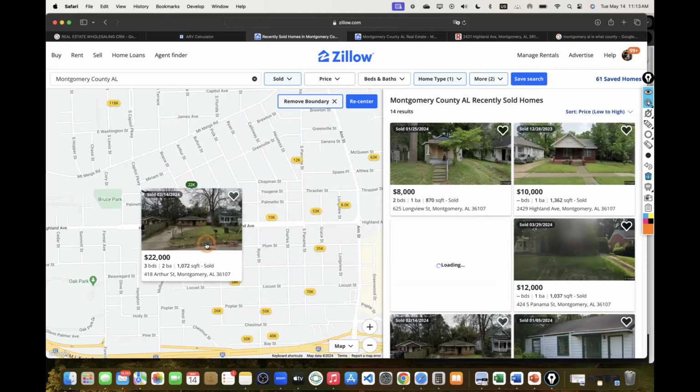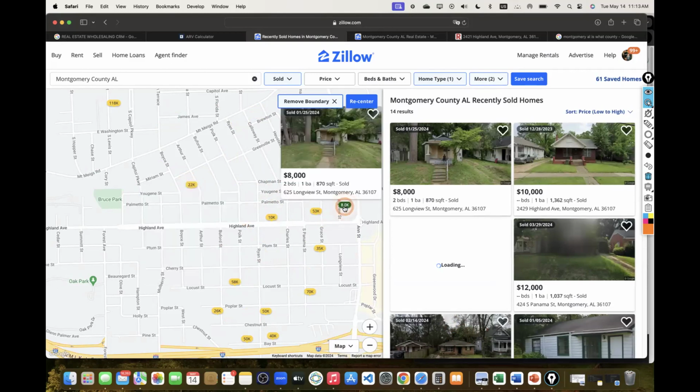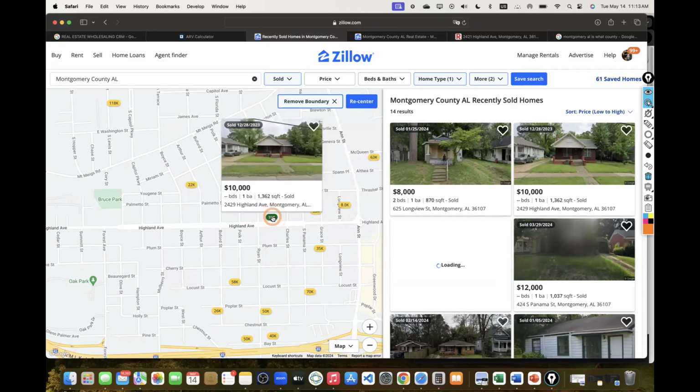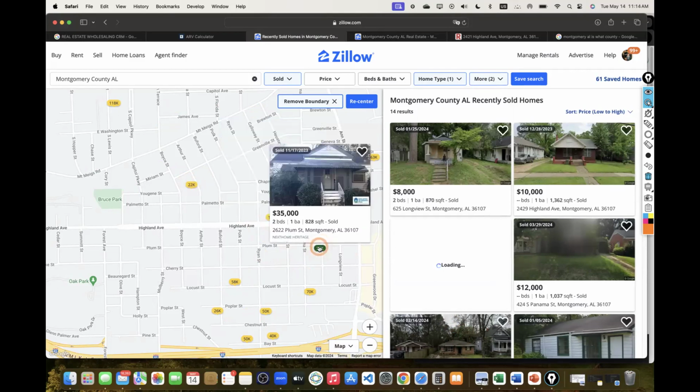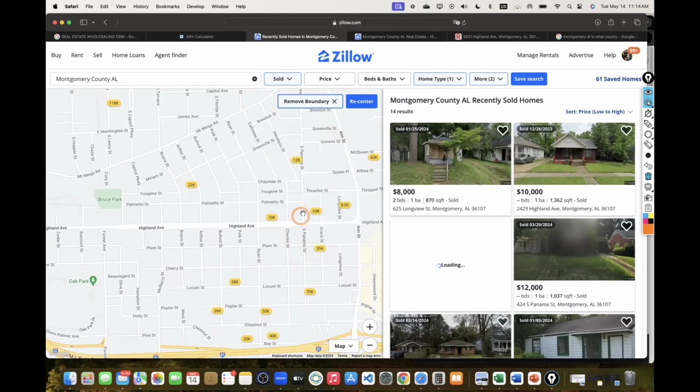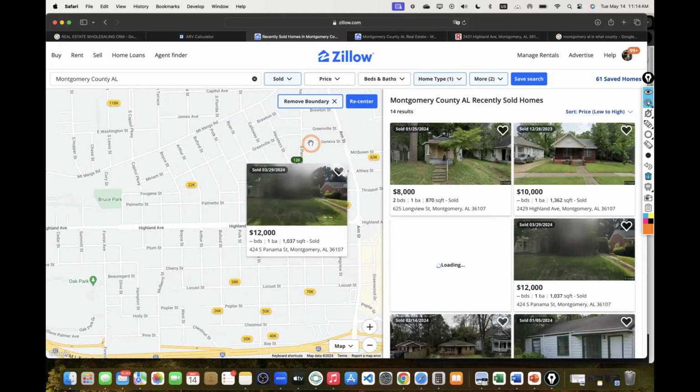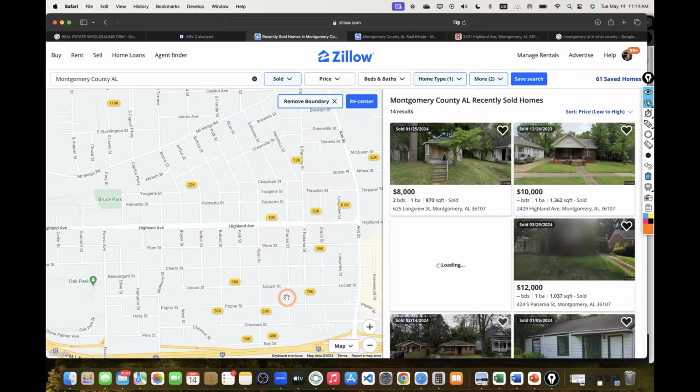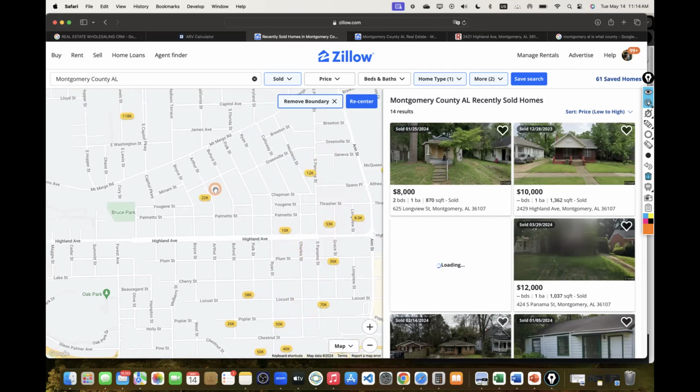This property sold for $22,000. Nothing too crazy. This one sold for 8,000. It's a little bit smaller. On the same street, December 28th, 1362, $10,000 property. And then we have this other one, 35, 12,000 for 1,000. Okay. So I'm not seeing any fixed up properties and flipped.